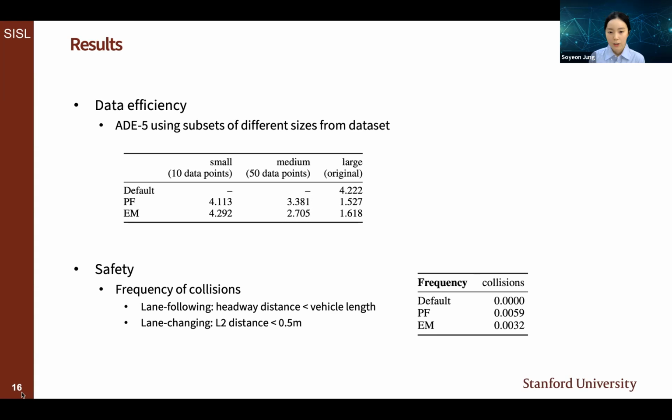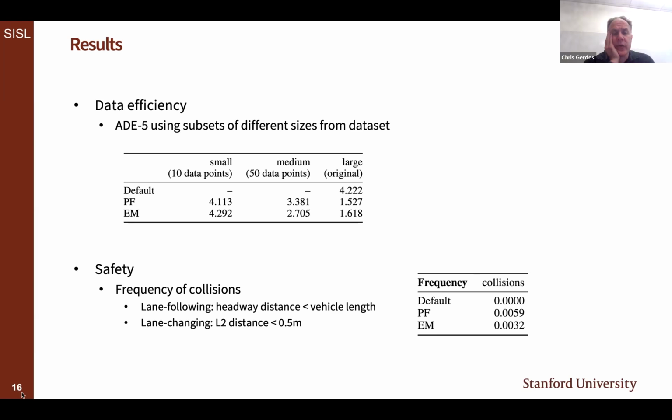Here, the default model does not produce any collisions, as the IDM and MOBIL are designed to be collision-free. However, it suffers from poor prediction accuracy, as we saw in the previous results.